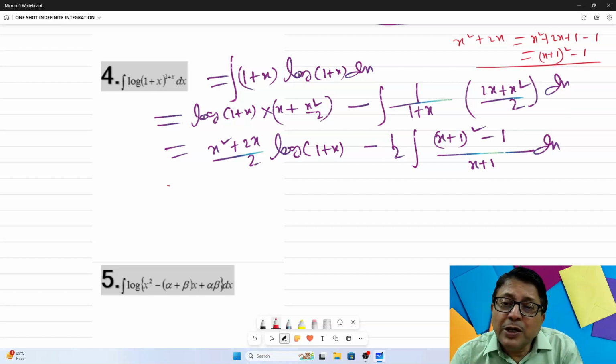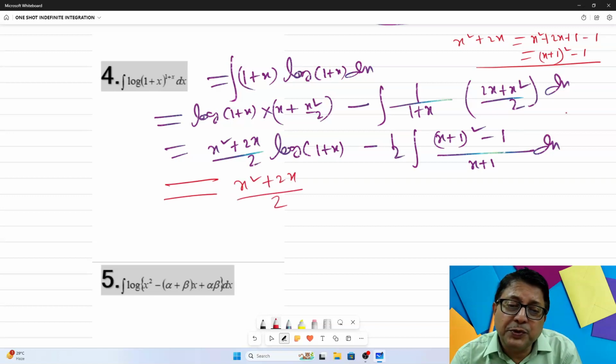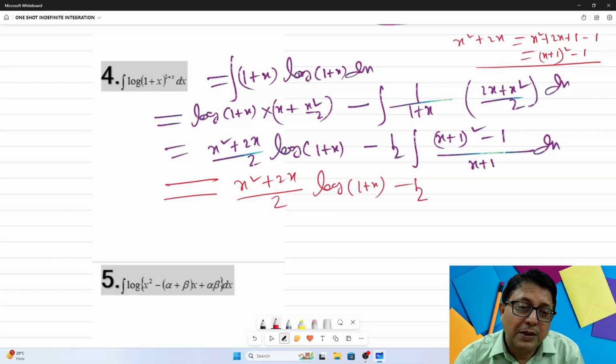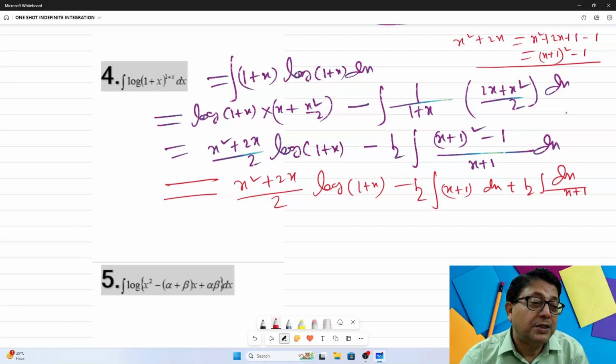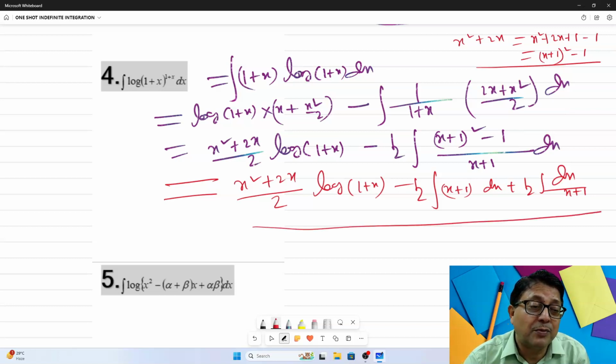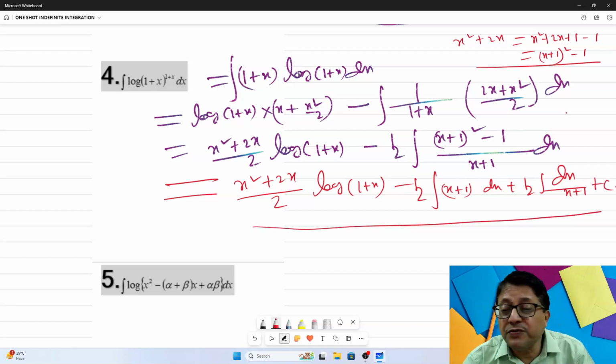Okay. So now integration will be very easy, that (x square plus 2x) by 2 log 1 plus x, minus half, you separate x plus 1 dx plus 1 by 2 dx by x plus 1. This is log x plus 1 and this is x square by 2 plus x. Okay, just one more step. Plus c, don't forget to write.